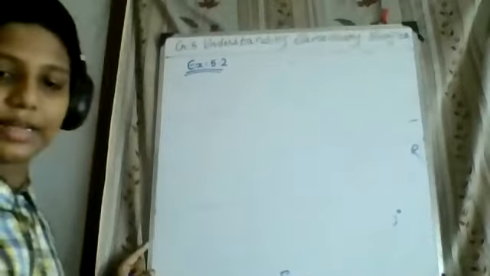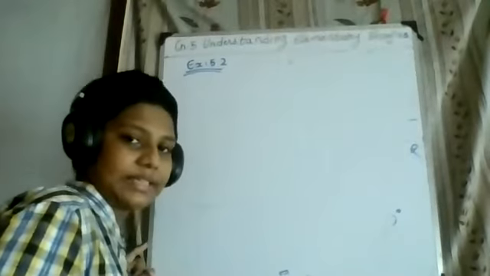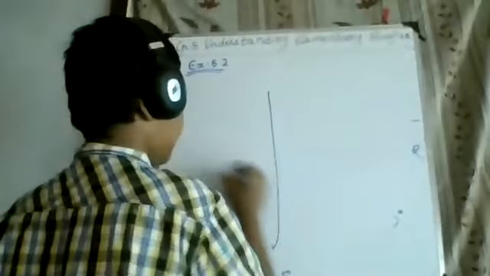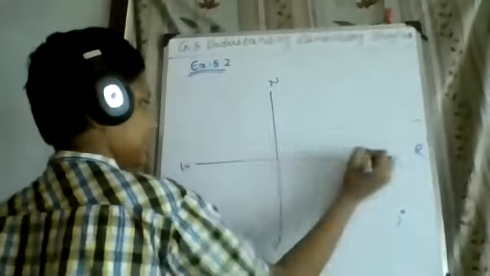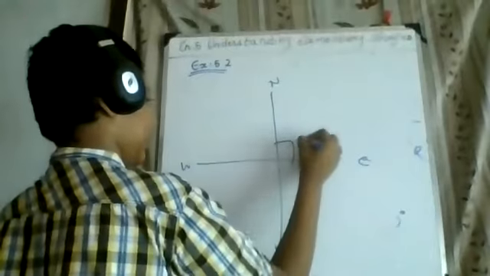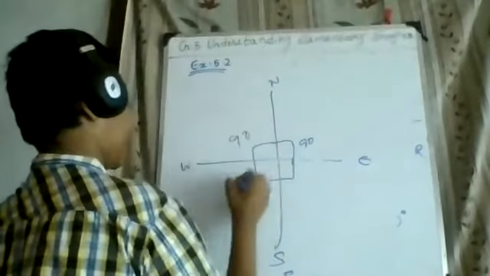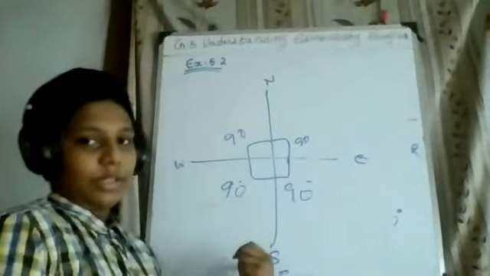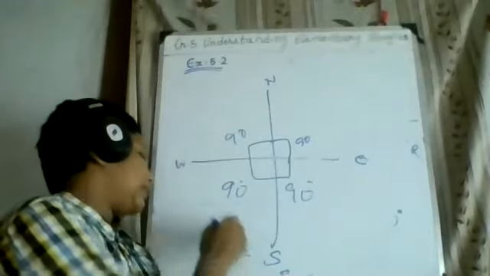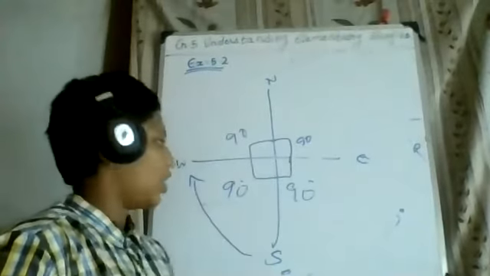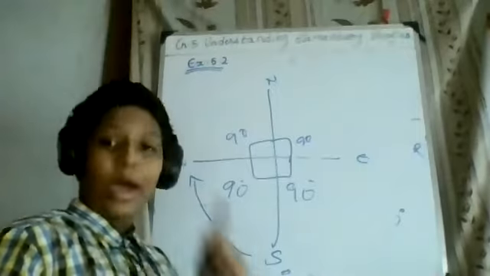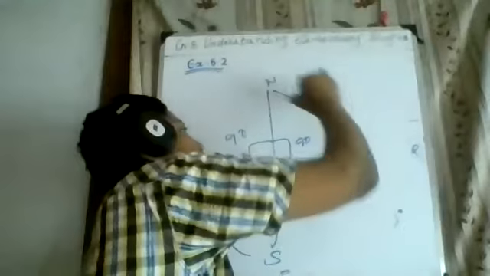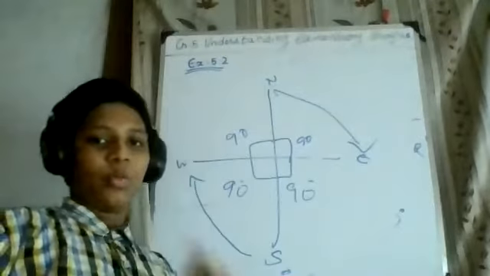Let us discuss the next question, question number 6. How many right angles do you make if you start facing north, west, east, south? All are 90 degrees. They say start from south and turn clockwise to reach west. How many right angles? One right angle. Next, start from north and turn anti-clockwise to reach west. Again, one right angle.